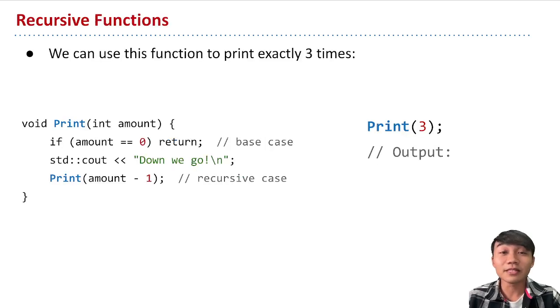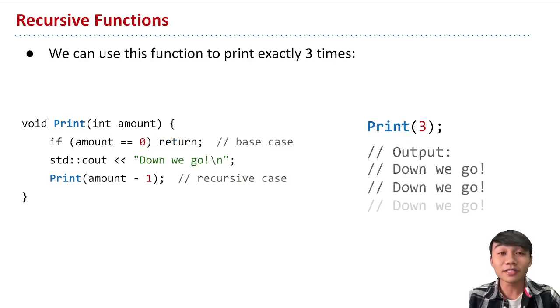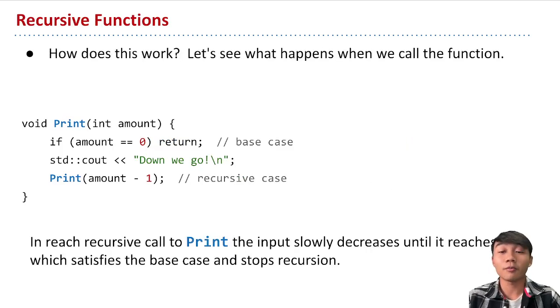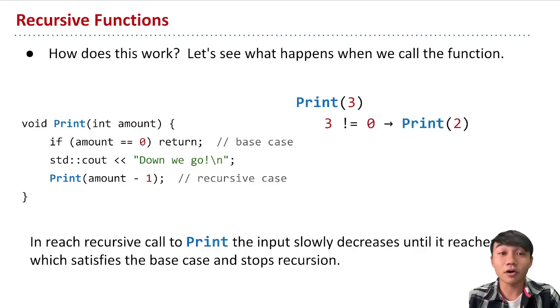So this function prints exactly amount number of times. And to prove it to you, let's try and track each recursive call. So if I call print 3, then the base case is going to be checked. And 3 is not 0, the base case isn't satisfied. So we're going to print out "down we go" once to the console. And then we're going to make a recursive call on 1 less than 3. So we're going to recurse on print 2.